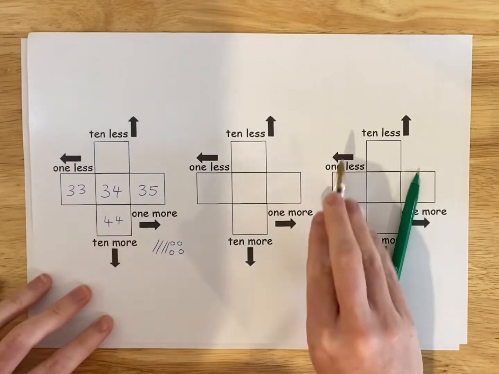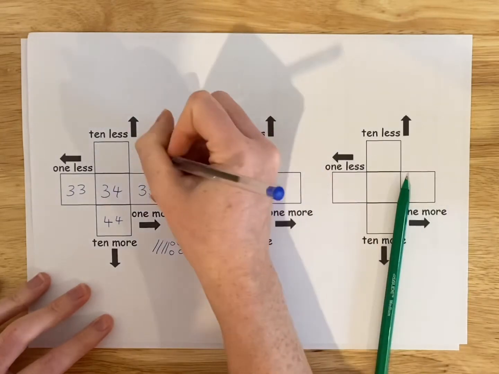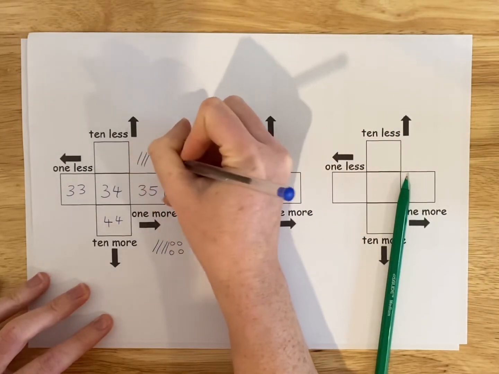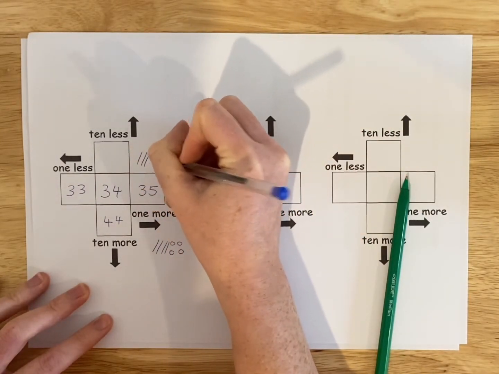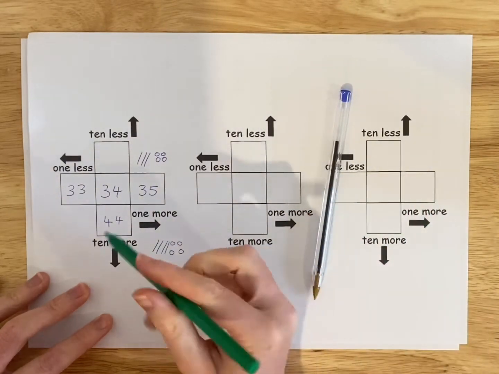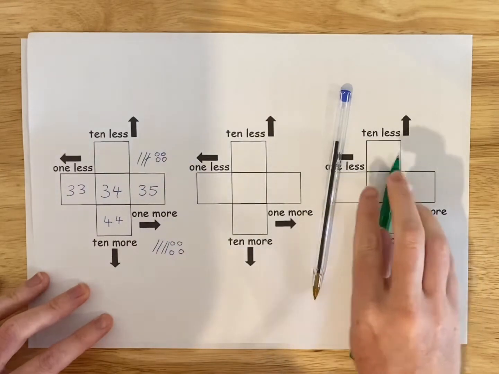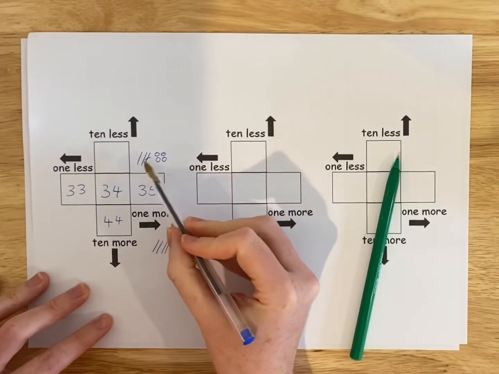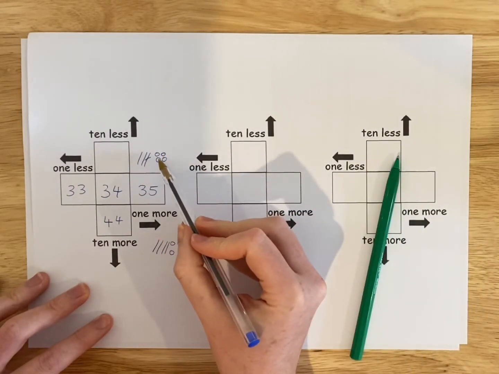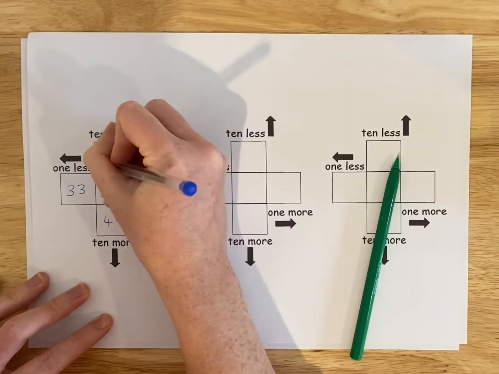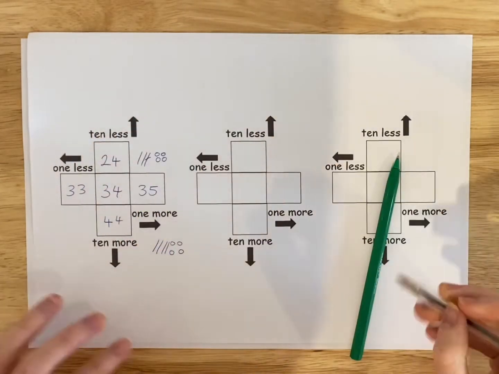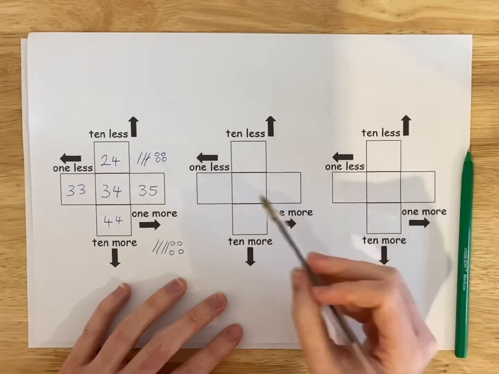44. If I then go back to my original target number, 34, if I wanted to find 10 less, I need to take away, so I can cross out 1 ten. So I have 10, 20, 21, 22, 23, 24. I can also do this for the ones as well.